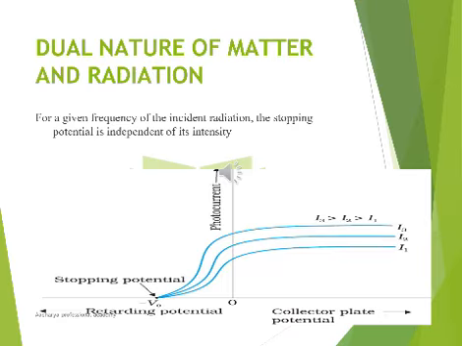Now you come to the negative potential. So now we are applying it at a given frequency, and for the intensity I1, we are at one particular point, that is at minus V naught.